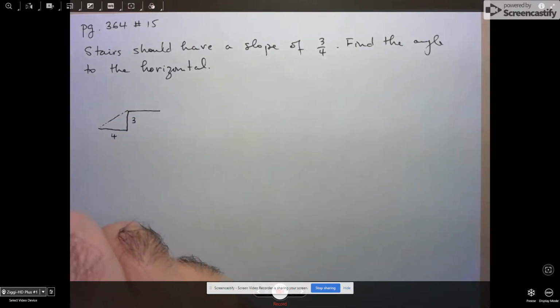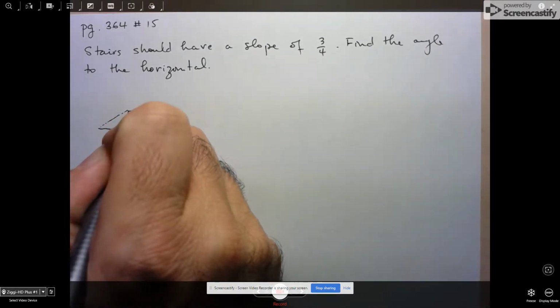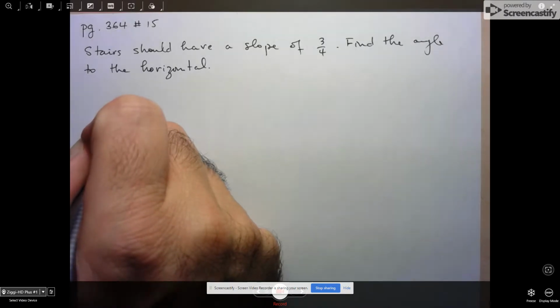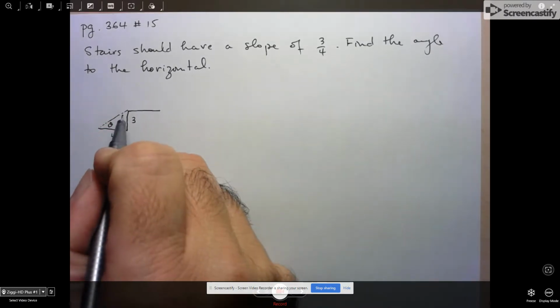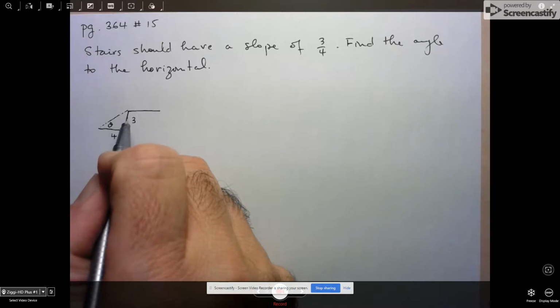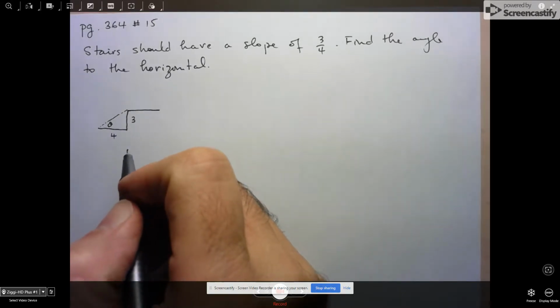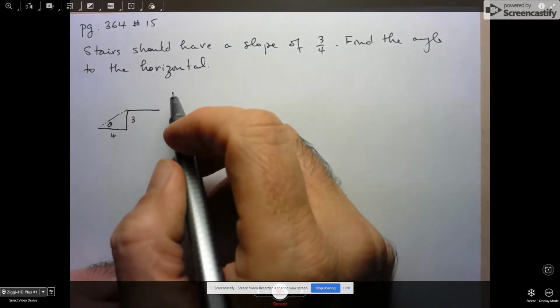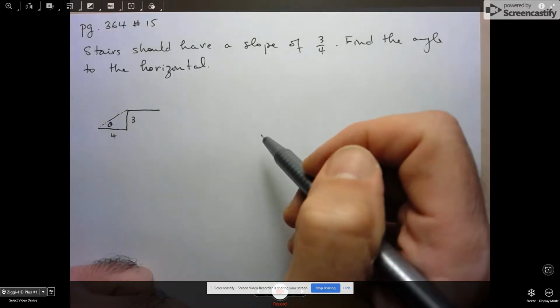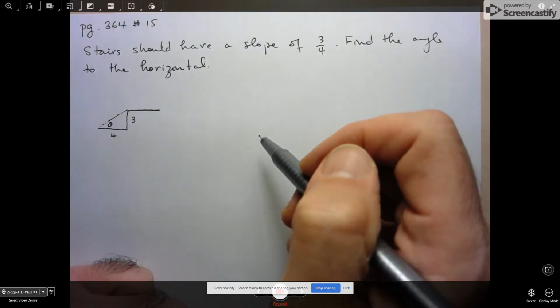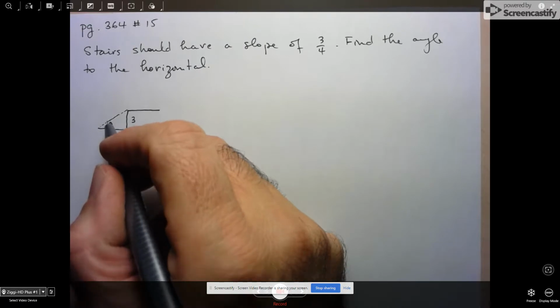And what they want is the angle to the horizontal. So that means they're looking for this angle here as opposed to that angle up there, which would be the angle to the vertical. You should be able to interpret that from the way it's stated. So, angle from the horizontal.